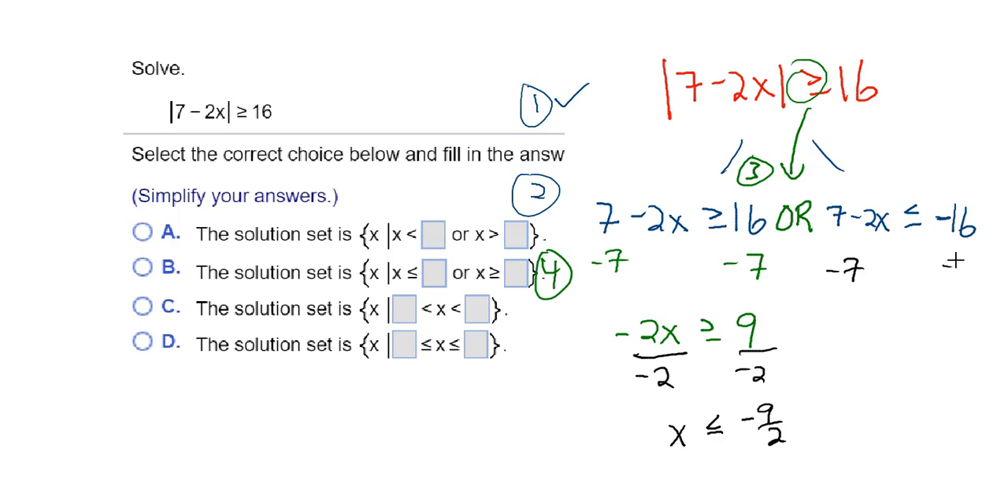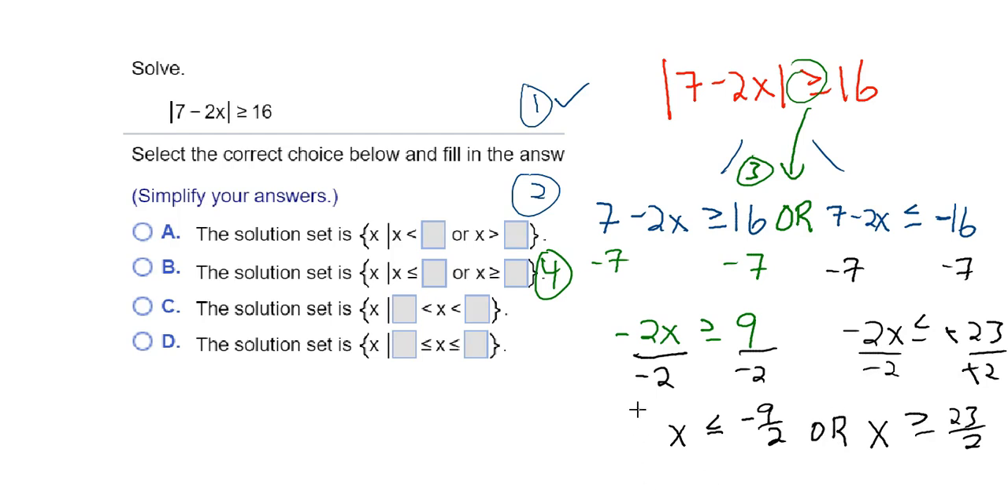Same thing is going to happen on this one. We subtract 7 from both sides. We get negative 2x is less than or equal to negative 23. We divide by negative 2 on both sides. We get x is greater than or equal to 23 over 2. The negative signs cancel each other out. But because we divided by a negative on both sides, the symbol has to get flipped around the other way. This is still an or.